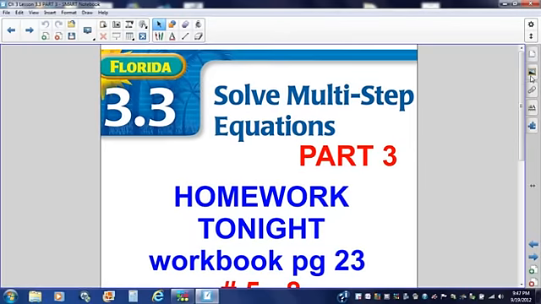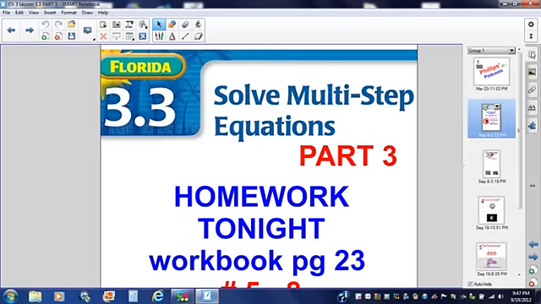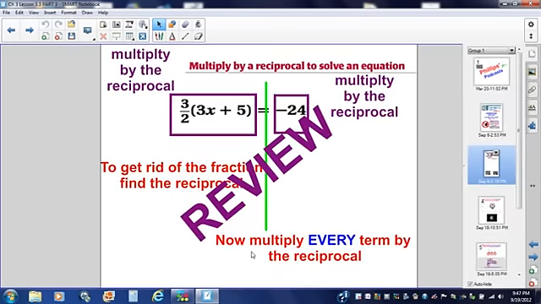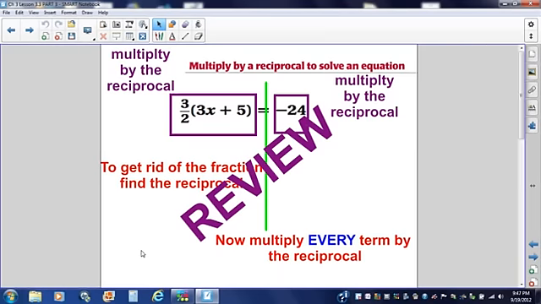Alrighty, please write in your notes, homework spiral, lesson 3.3, multi-step equations, part 3. Let's roll. A quick review. We said in our last podcast, if you want to get rid of one fraction in an equation, you would multiply by the reciprocal. So the reciprocal of 3 over 2 would be 2 over 3. We would multiply both sides by the reciprocal, 2 over 3.